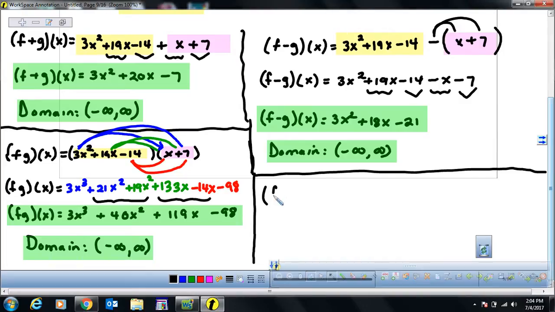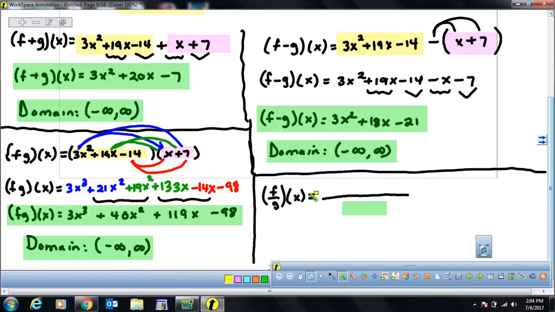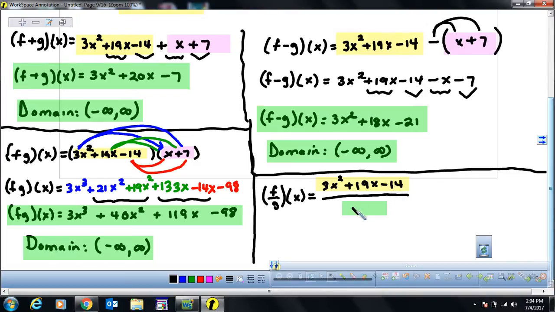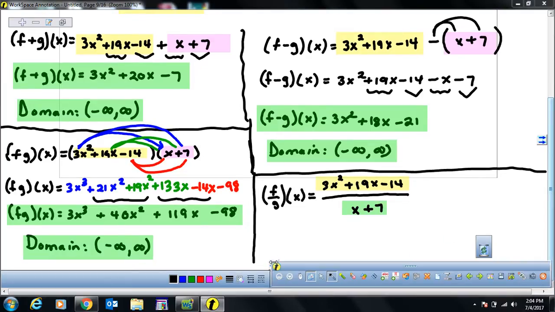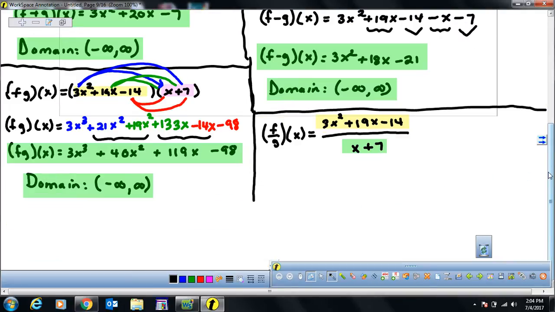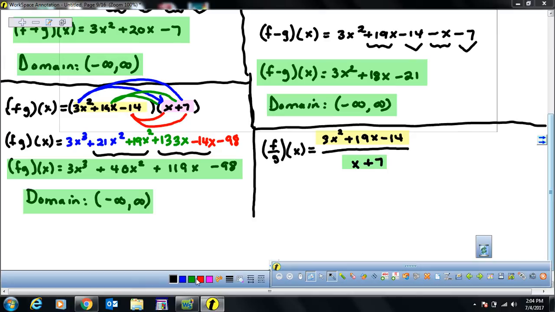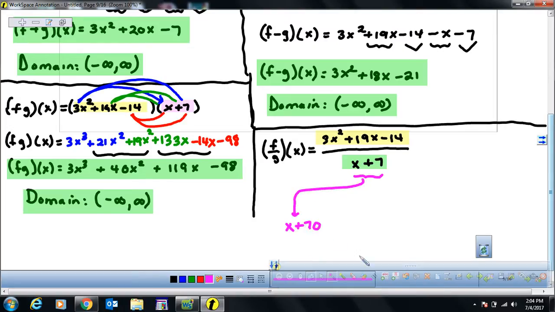And last but not least, now we're going to find f over g of x. On this one we are going to divide the two functions, f of x divided by g of x. So it's going to be 3x squared plus 19x minus 14 divided by g of x, which is x plus 7. Now, one thing that we know for sure from this function is that its domain is not negative infinity to positive infinity. What is the reason for that? It's because this one has x on the denominator. So we need to exclude anything that causes that denominator to be equal to 0, and the value that makes that denominator equal to 0 would be x equals negative 7.